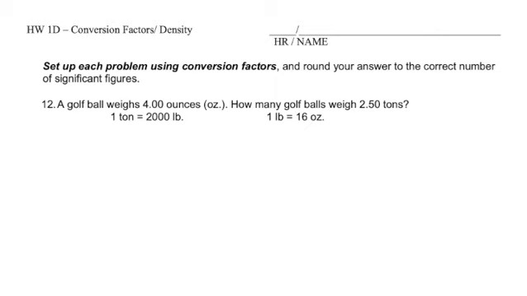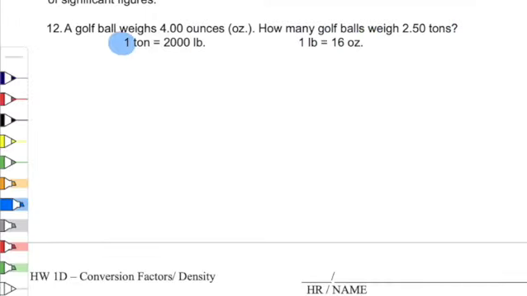A golf ball weighs 4.00 ounces. How many golf balls weigh 2.50 tons? Okay, on number 12, we do have some conversions that we're going to be dealing with. They gave us 2 equalities. 1 ton is equal to 2,000 pounds, and 1 pound is equal to 16 ounces. And we want to find out how many golf balls are in 2.50 tons.